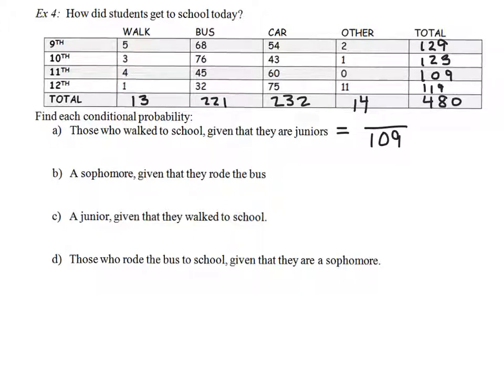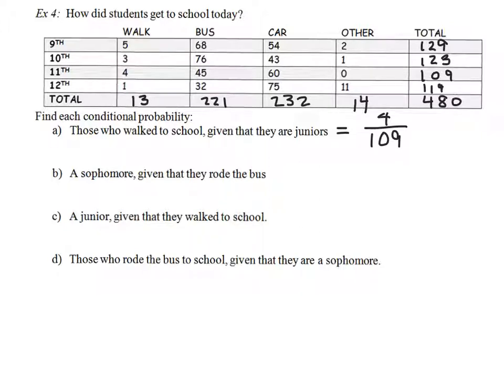So out of the juniors, the ones that walked to school were 4 of them. So I would put in the bottom the number of students that are juniors, and in the top the juniors that walked to school. Now again, would I get the same exact answer if I did the probability of walk and junior divided by the probability of junior? I would get exactly the same answer.